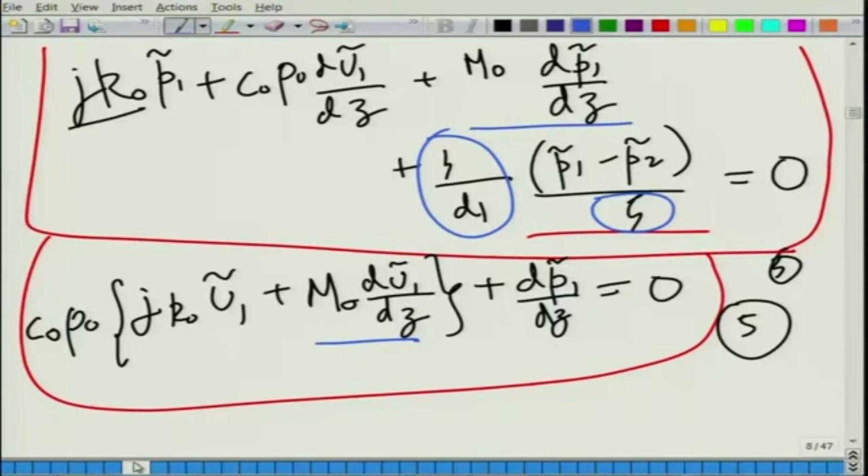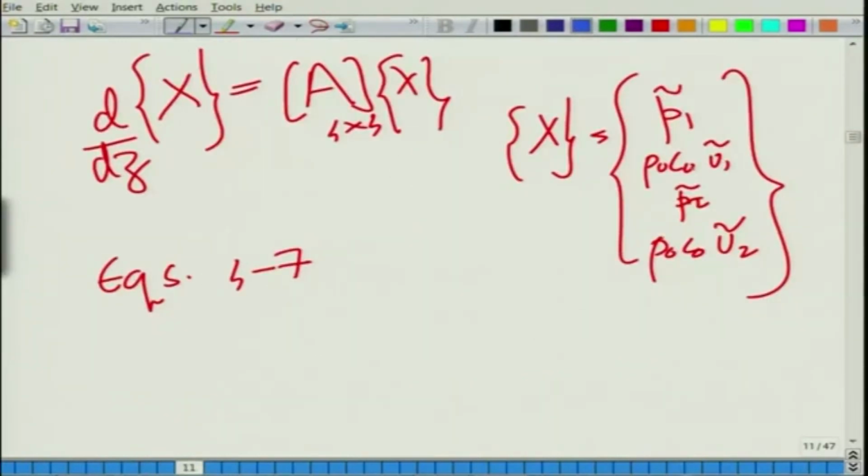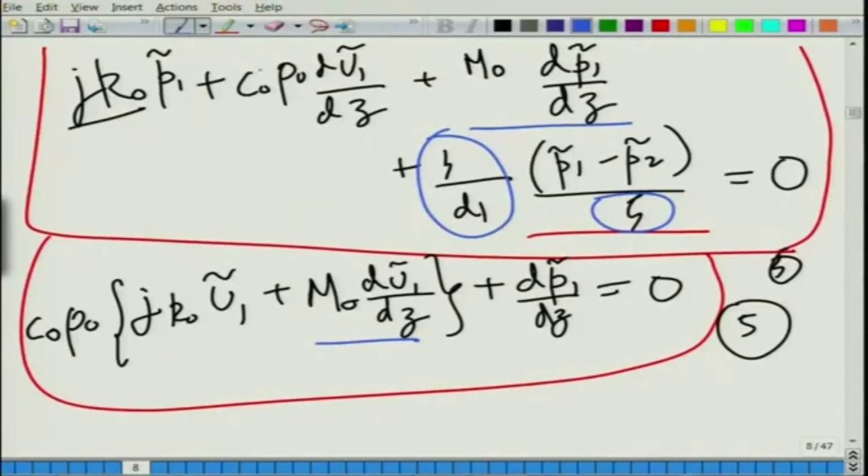Don't worry about the derivative here. Another thing that I must mention here, because we are choosing the variable something like rho naught C naught u here, we will take this entire thing inside. Because rho naught C naught, the characteristic impedance, will not depend on the derivative, it is a constant. So the variable will be ddz of rho naught C naught u1. So rho naught C naught u1 is essentially taken as one variable.